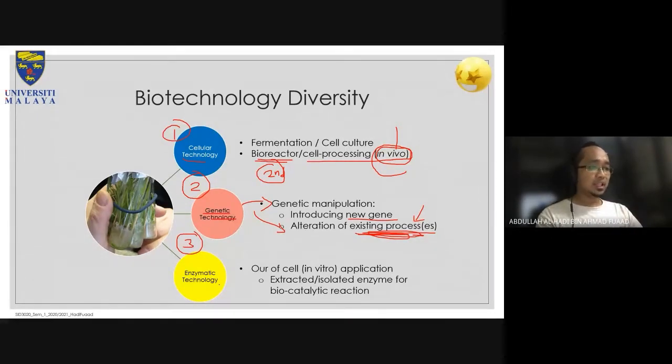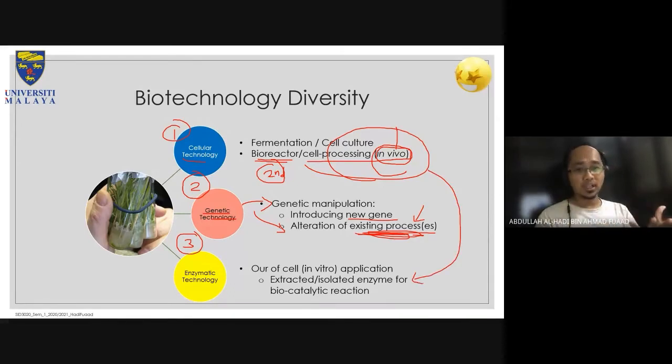And the third one is enzymatic technology, by which we extract out all these enzymes. So we have cells that are working for a certain purpose, and the cell needs to have its own machinery to do those processes. This machinery is normally the enzymes. So what we do is extract out the enzymes, and then you can do it at laboratory scale. For example, a biocatalytic reaction. We'll cover it on Wednesday. So this one is just an introduction.